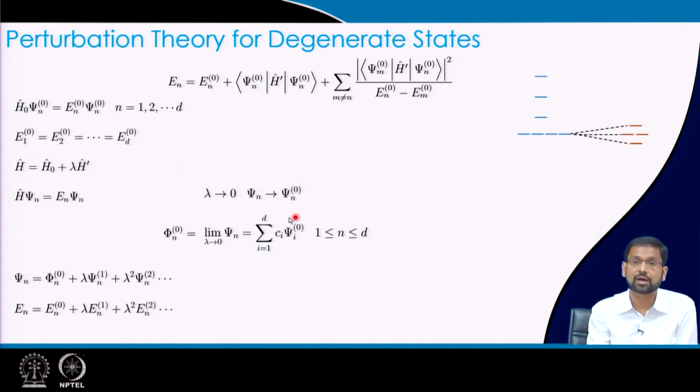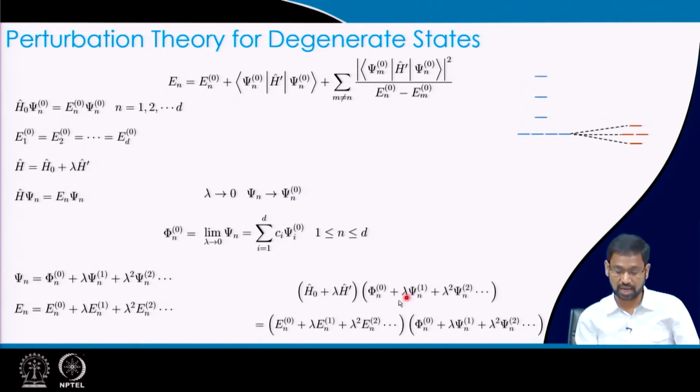What is phi n 0? This is some linear combination of the psi i zeros plus the usual terms, the first order correction, the second order correction and so on, and the energy terms do not change because any linear combination of these d number of degenerate states would also give me another eigenfunction with the eigenvalue of same En0. Now I have the definition of psi n and En. I would simply put that in the final Schrodinger equation.